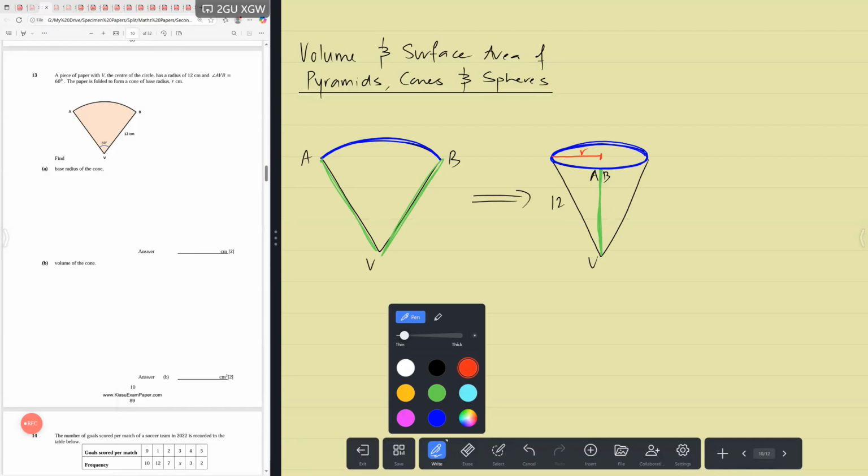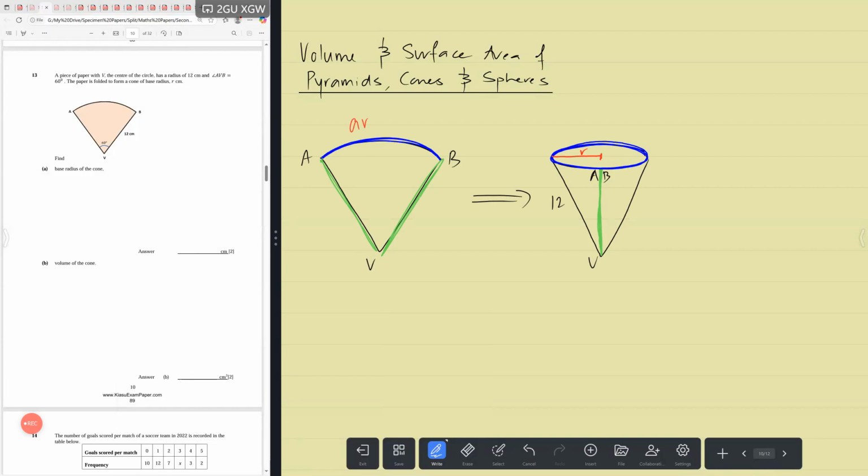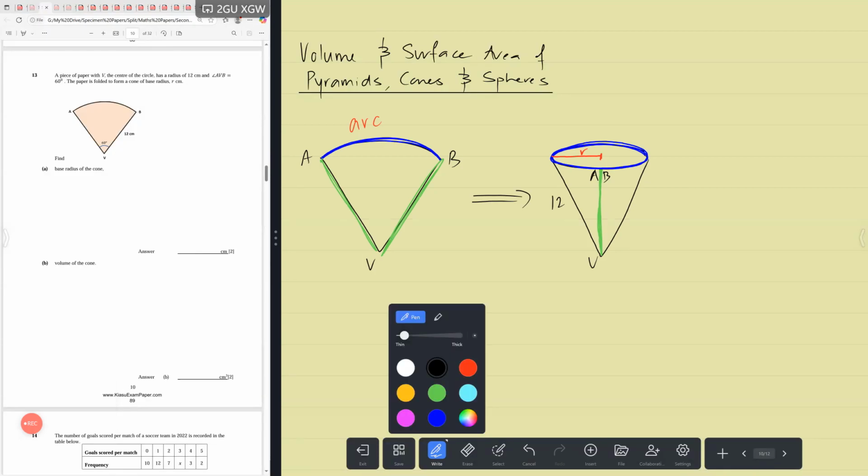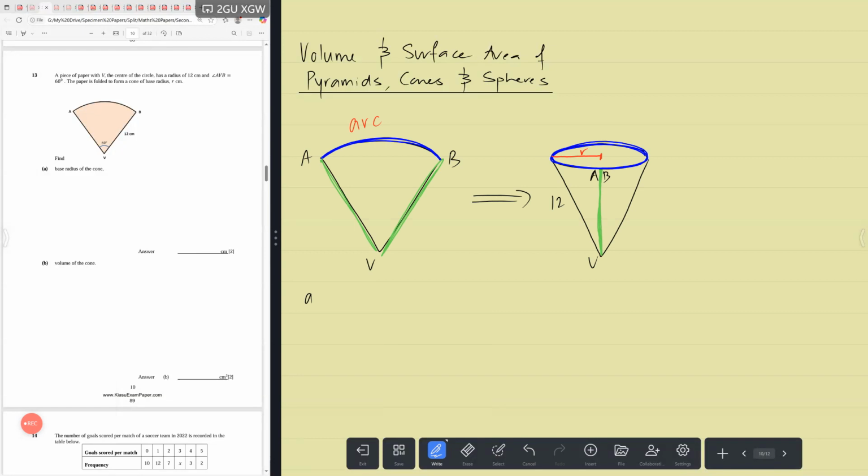Maybe you have not learned this if you're in Sec 2, but those who are in Sec 3 and above should be familiar. The arc AB is part of the circumference. So let's find this first. The length of arc AB is equal to, because the angle is 60 degrees, we only want 60 out of 360 of the full circumference, times 2 pi r.